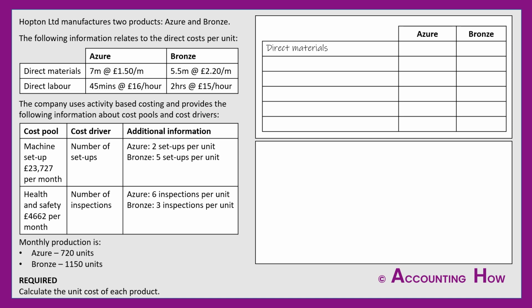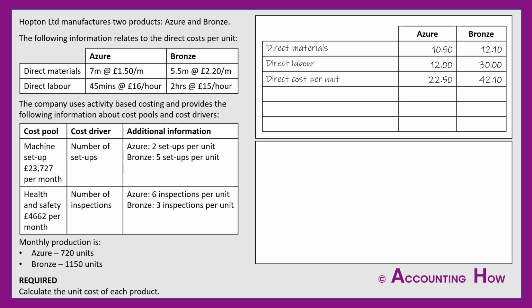And I start with the direct, and I can work out, this time it's in meters, but I can still easily work it out. So £10.50, £12.10. Direct labour, only 45 minutes, just be a bit careful here then, 45 minutes at £16 per hour, so only 3/4 of an hour, so £12 of direct labour, 30 for bronze. There's my total direct cost per unit.